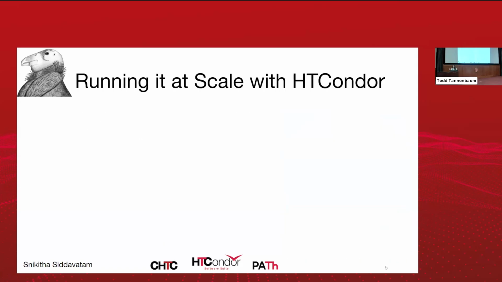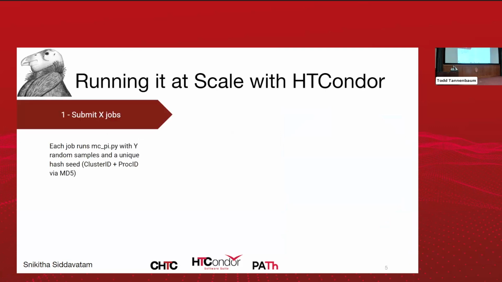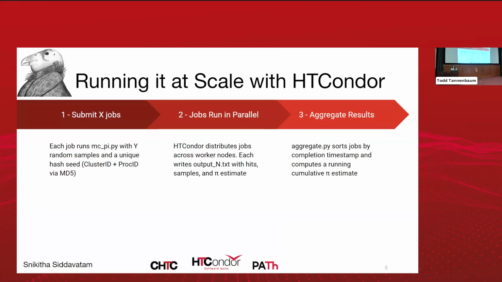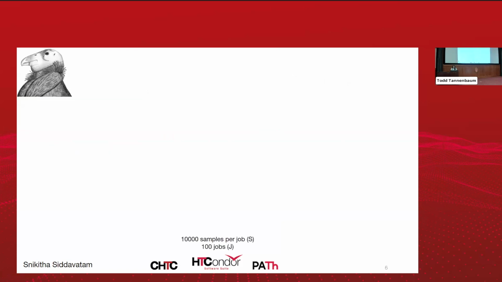So where does HTCondor come in? We're running it at scale with HTCondor. Step 1 is to submit X number of jobs with Y random samples per job, and you run the jobs in parallel. Each job writes its output.txt file with hits, samples, and pi estimate. Then we aggregate the results. We have an aggregate.py script that sorts jobs by completion timestamp and computes a running cumulative pi estimate.